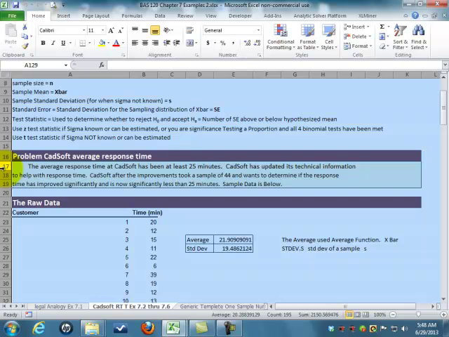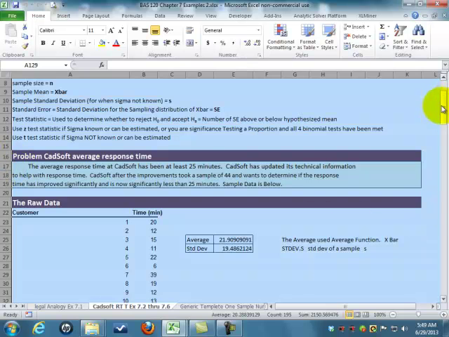So the problem they gave us is they said the average response time at CAD-soft has been at least 25 minutes. So this is a technical firm. They get calls, and their response time is within 25 minutes to fix the problem. Now, CAD-soft has done some updates to their technical information to help with response time. So they think this technical information has helped their clients to improve that response time. Now, CAD-soft, after the improvements, took a sample of 44 responses and wants to determine if the response time has improved significantly, and if it's, quite honestly, significantly less than 25 minutes.